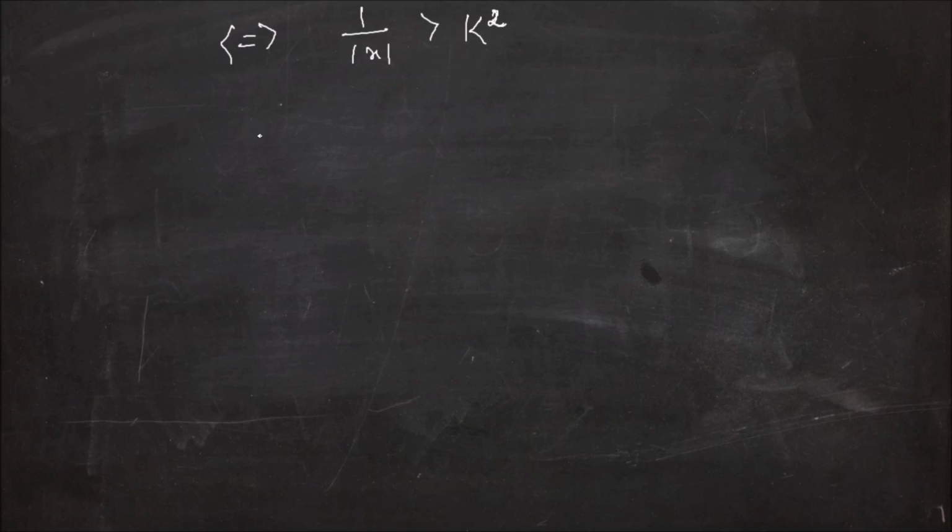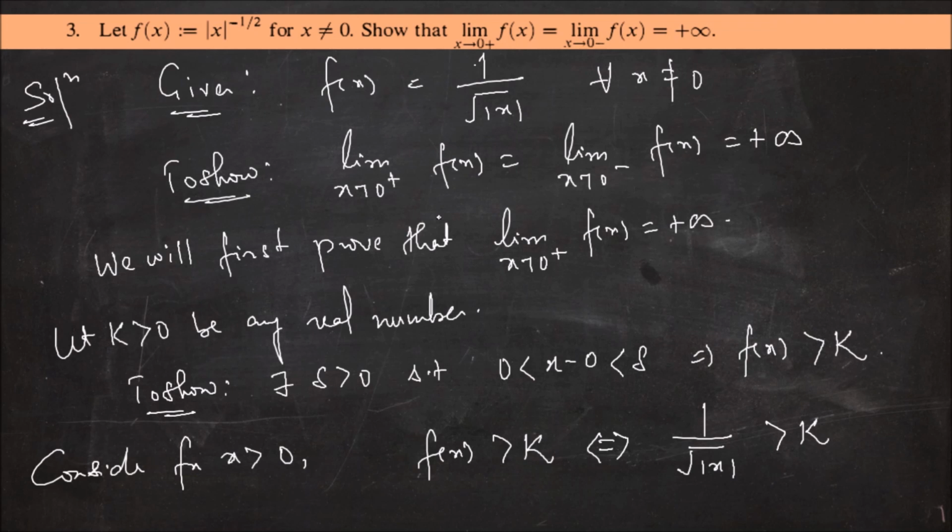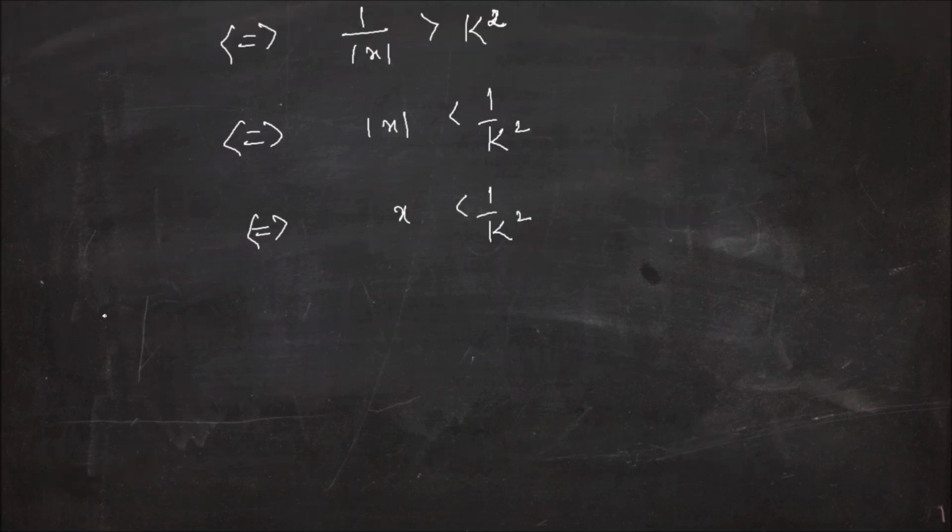So now we will take the reciprocal. So this is mod x less than 1 by k square. Now since x is positive, I can write it as x less than 1 by k square. Because this is what I wanted: some delta such that x minus 0 less than delta should imply f x greater than k. So I will take delta equal to 1 by k square.